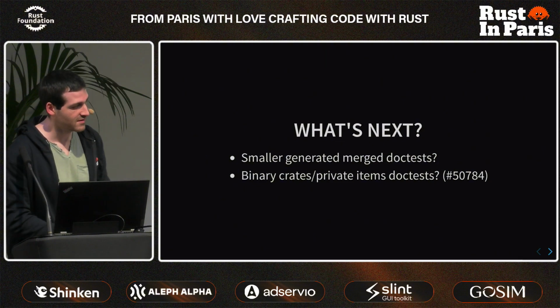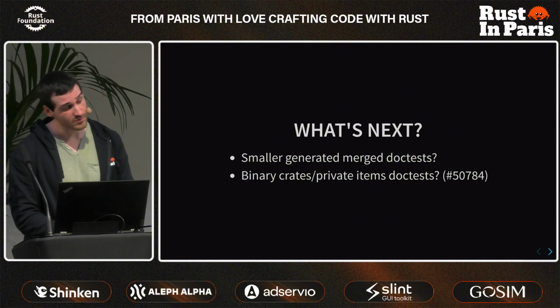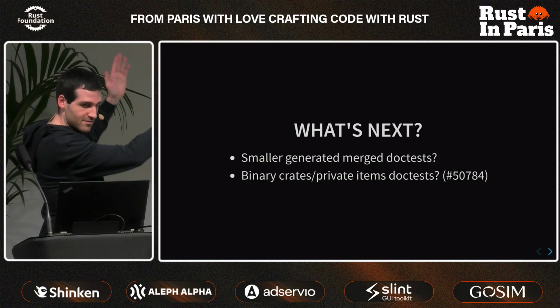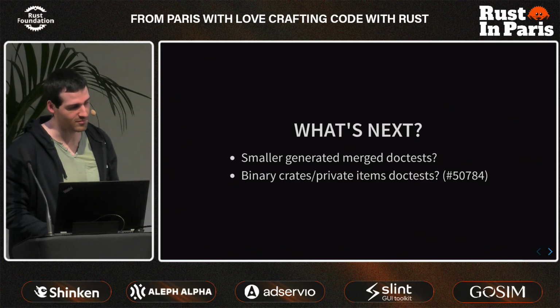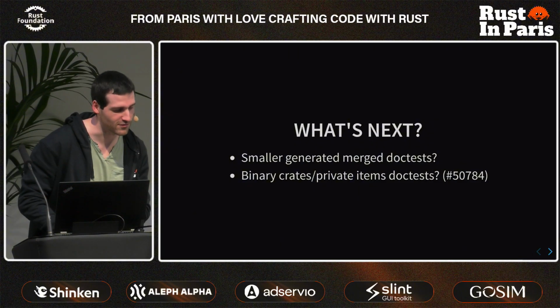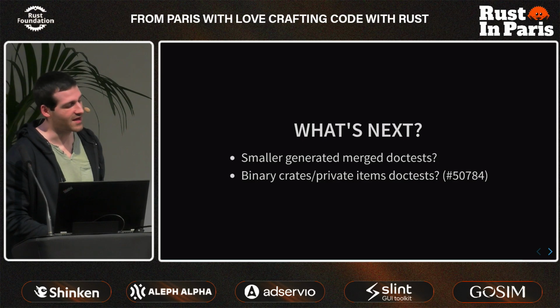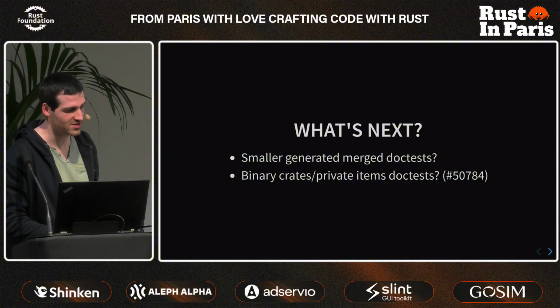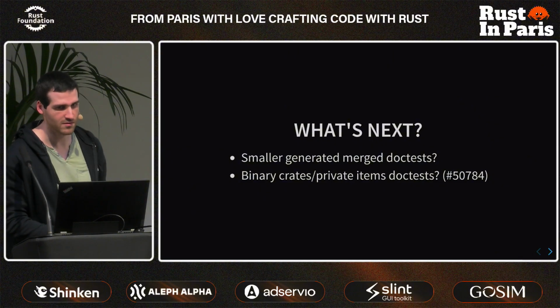Now, what's next? Hopefully smaller generated merged doctests. I mean, you saw it's long. We need to do better, because if we make it much faster, but you don't have enough RAM to run it, not useful. And yeah, the big thing that I mentioned is binary crates and private items doctests. That one has been very much asked. Very much asked. So yeah, I'm working on it, please stop.